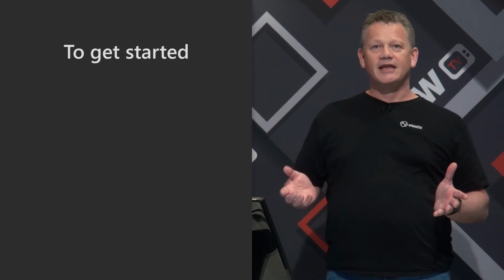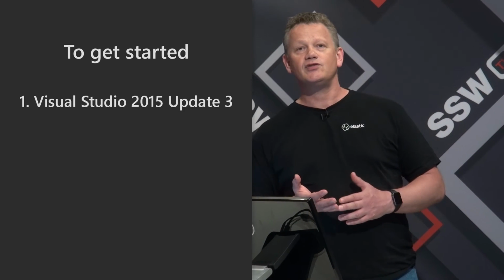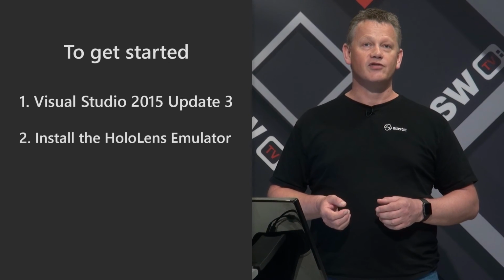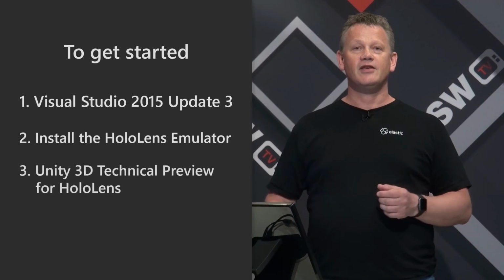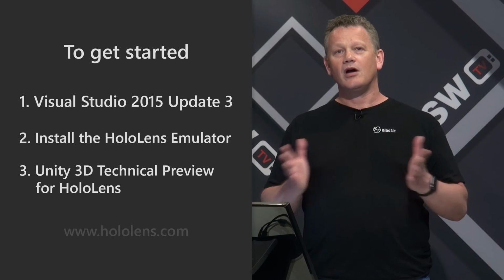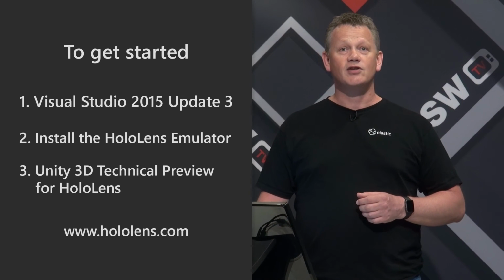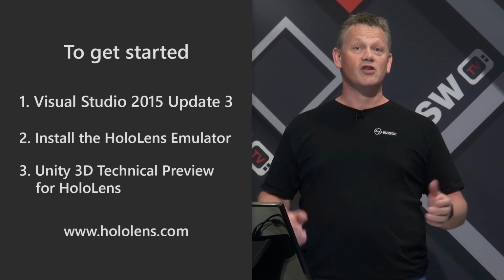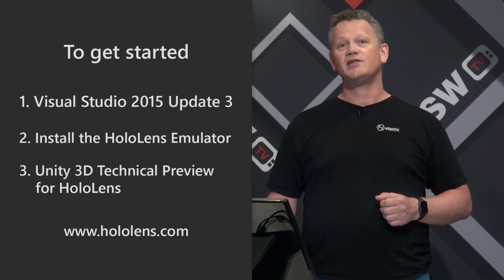So what you're going to need to get started with HoloLens development: you'll need Visual Studio 2015 Update 3. You need the HoloLens emulator itself, and you're going to need the Unity 3D technical preview for HoloLens as well. I strongly recommend that you go and have a look at hololens.com, which is Microsoft's HoloLens site. They've got a massive amount of information on there, including the HoloLens Academy, which takes you through step-by-step tutorials on HoloLens development. Great way to get started. There's also a developer community on hololens.com with some excellent resources.